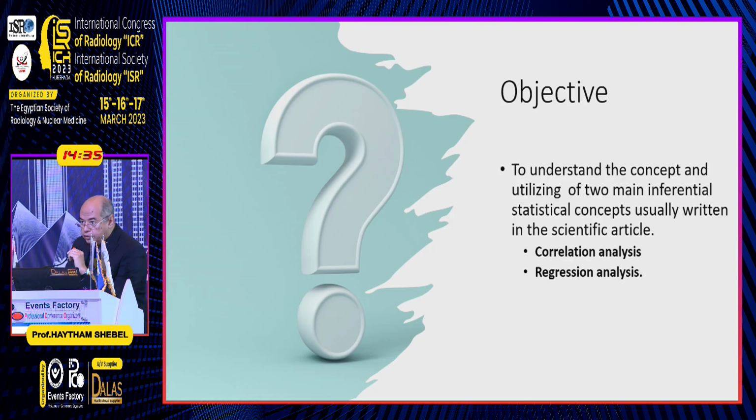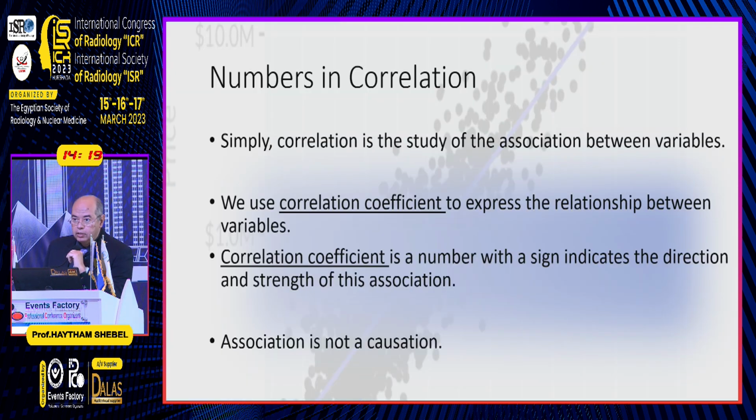Today I will focus on just two main concepts, which are common in analysis for most papers, which are correlation analysis and regression analysis. So start with correlation. What's correlation? Correlation is simply the studying of the association or the relationship between two specific variables. One of them is usually the outcome, the other one is usually the predictor or the risk factor.